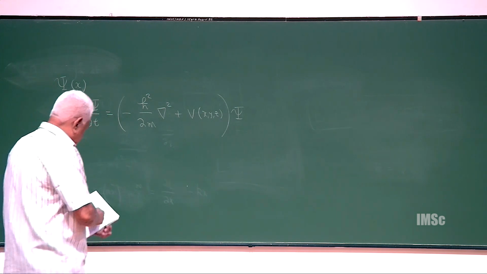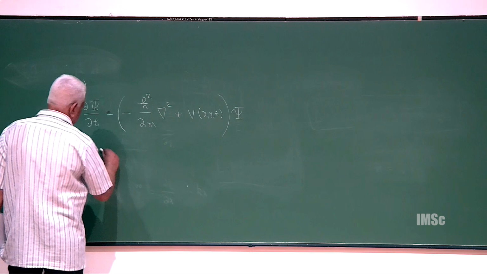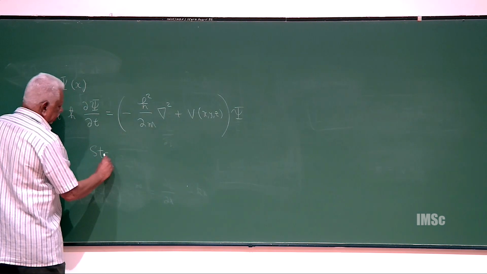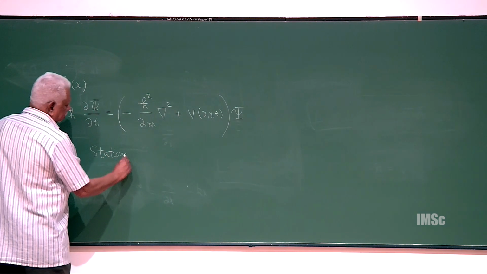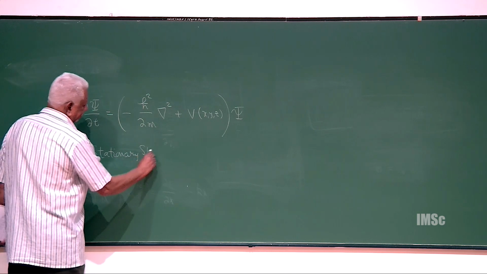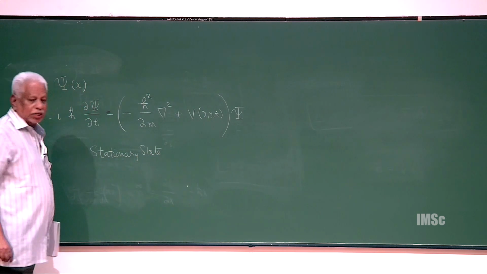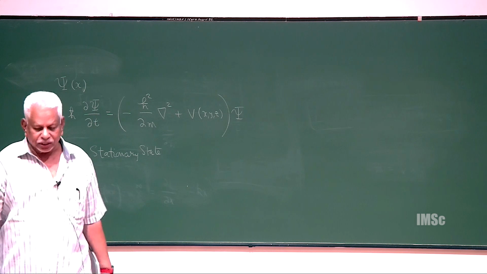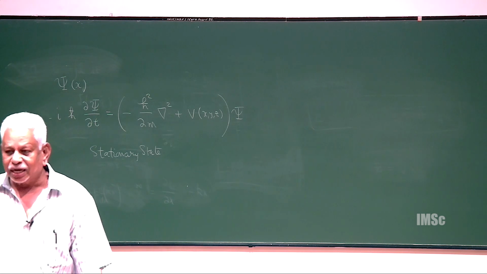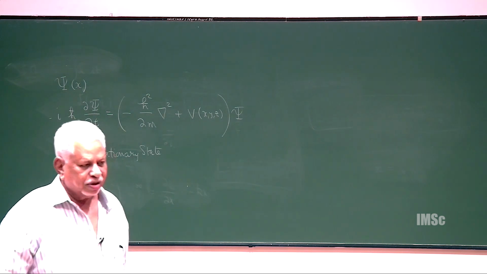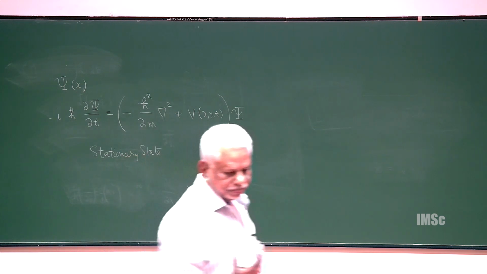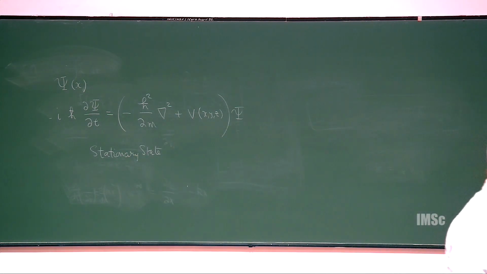Now sometimes we make what is called the stationary state. The psi which I have written down is a complex function that describes the state of the system. The system for us is, at the moment, a particle. So it is the state of the particle.